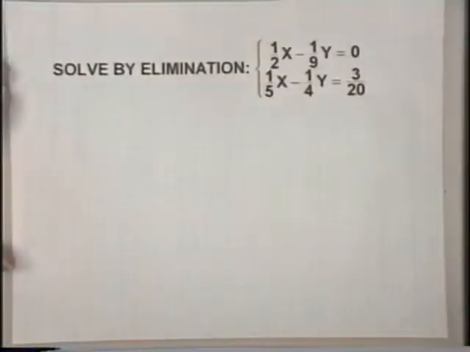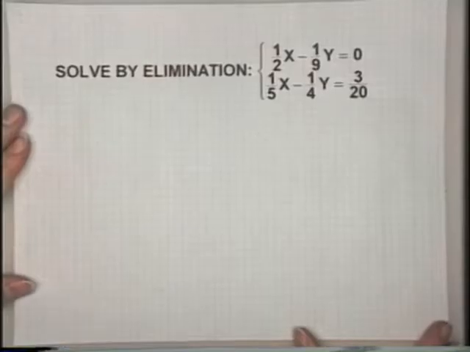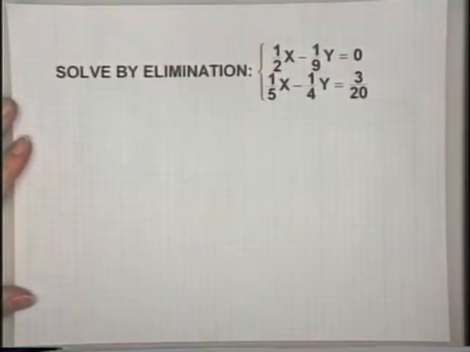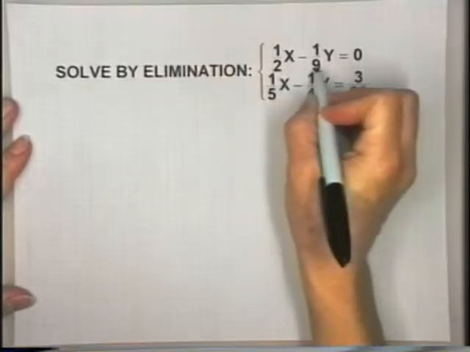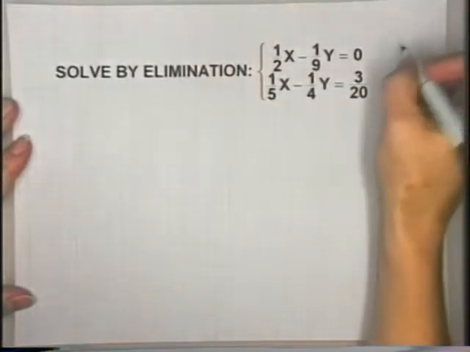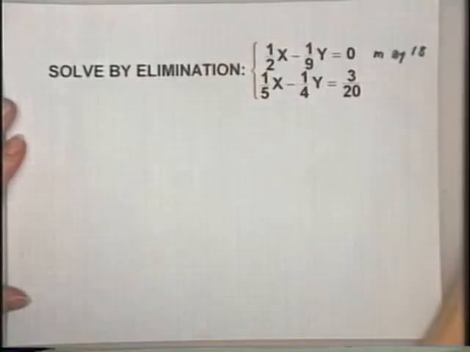I have one additional problem that I'd like to work for you. Notice this one has fractions in it, doesn't it? 1/2 x minus 1/9 y is equal to 0, and 1/5 x minus 1/4 y is equal to 3/20. Now recall our first step suggested that we eliminate our fractions. In this first equation, my common denominator is what? 2 times 9 is 18. I'm going to multiply by 18.